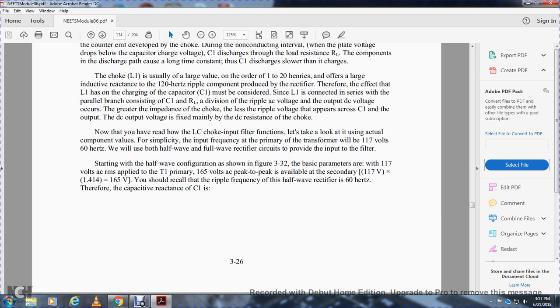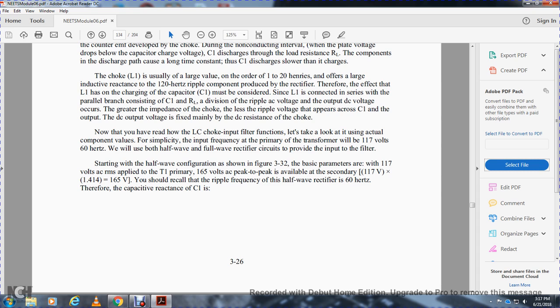Now you have read how the inductor capacitor choke input filter functions. Let's take a look at the actual components and frequency. The primary transformer with 117 volts, 60 Hz will be the half-wave configuration of the circuit with the provided input filter, shown in figures 3-23 and 3-32. The basic parameter is 117 volts RMS applied to the transformer primary, and 165 volts AC peak is available at the secondary: 117 volts times 1.414 gives you 165 volts.